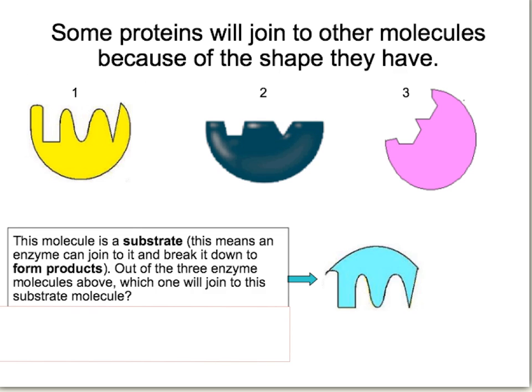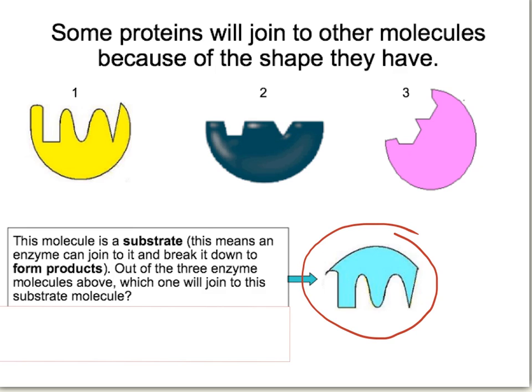Right, in this slide we can see that these are much more basic looking diagrams, and this is how we represent enzyme structures. We usually see them as a sort of blobby shape but with a specific area that's got a very specialised little shape to it. So if you look at the substrate molecule, which is this turquoise molecule down at the bottom, which of the three enzymes is it going to fit with?